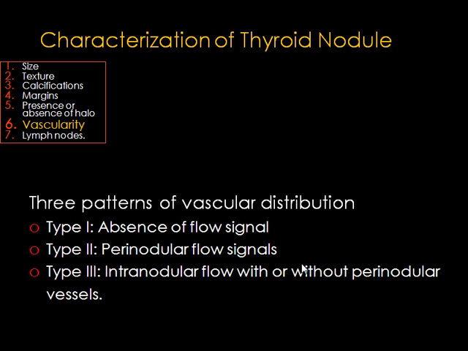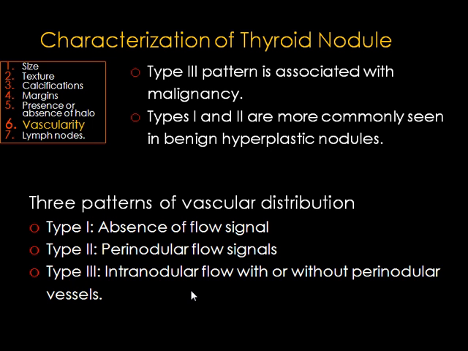Type 1, complete absence of flow signal within the nodule. Type 2, exclusive prenodular flow signals. Type 3, internodular flow with multiple vascular poles with or without significant prenodular vessels. Type 3 pattern is generally associated with malignancy. Type 1 and Type 2 are more commonly seen in benign hyperplastic nodules.